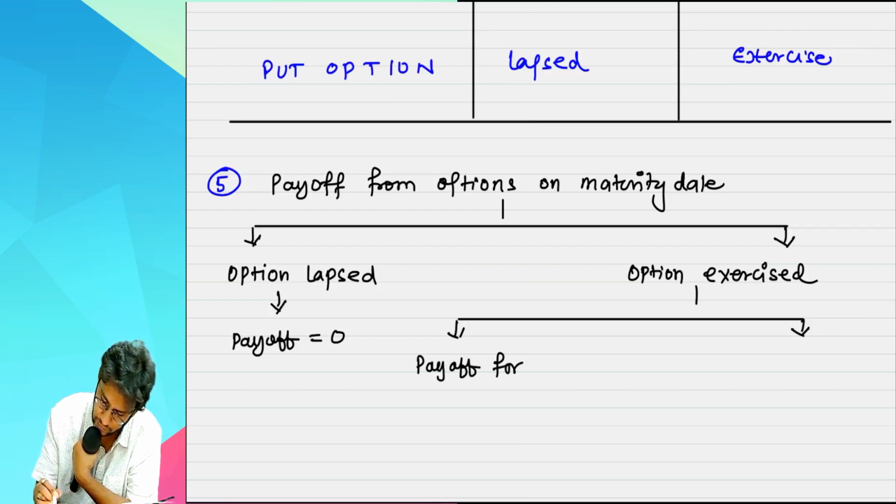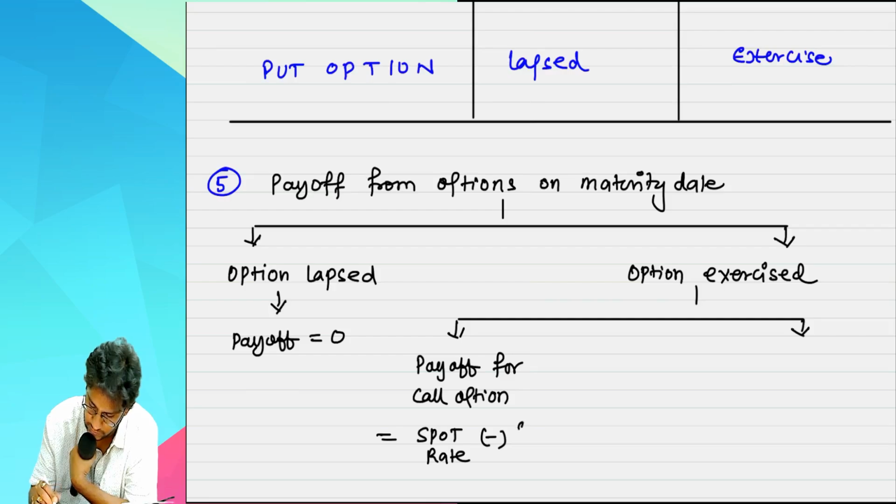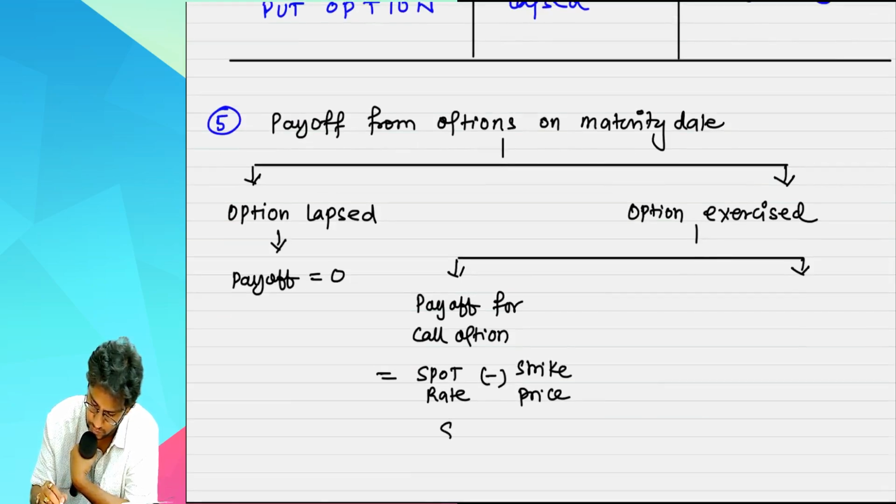Payoff for call option is equal to, what's the formula? SP minus X, correct? SP is spot rate, X is strike price. So spot rate minus strike price, or like you remember, SP minus X will do.